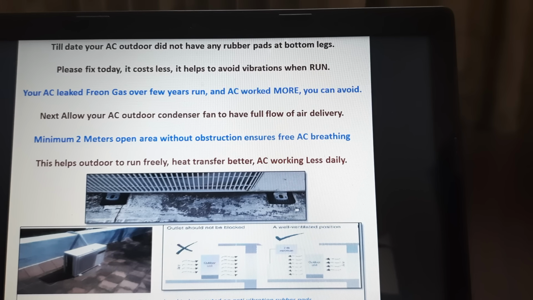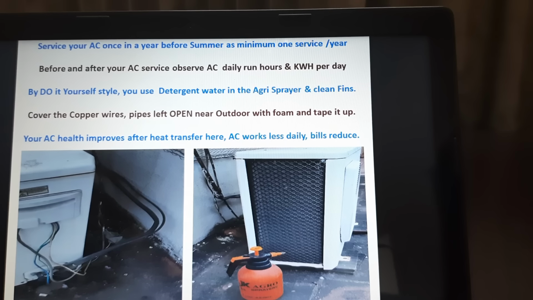Next, you need to allow the AC outdoor condenser to have a full flow of air delivery. Around 2 meters of delivery area should be open, and it should not have any wall or any obstruction in between. If it is delivering fully, only then will the heat transfer happen, the AC compressor run hours will come down, and the AC will cool inside quickly.